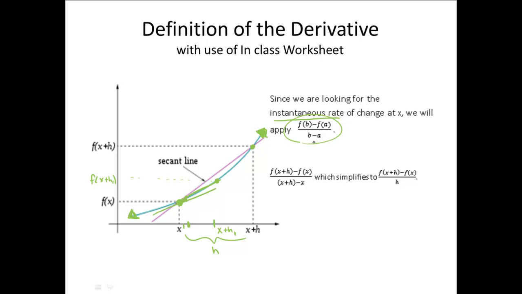So the slope formula that we're using, if we were to apply it to our f of x and f of x plus h, would be this. Here are our y values, and those are our x values. Because we have x plus h minus x in the denominator, looking at our x values, it just simplifies to an h.